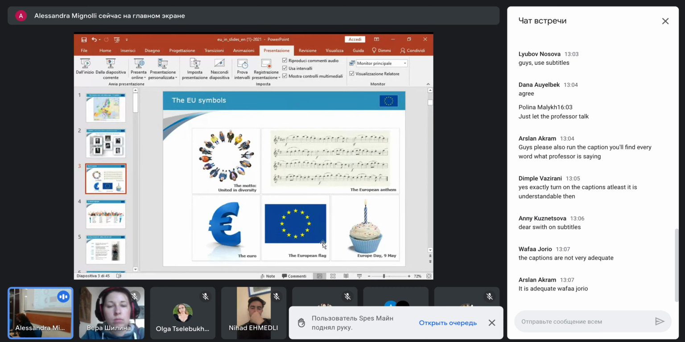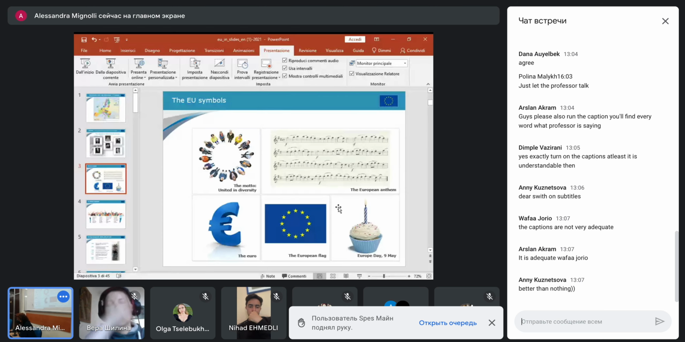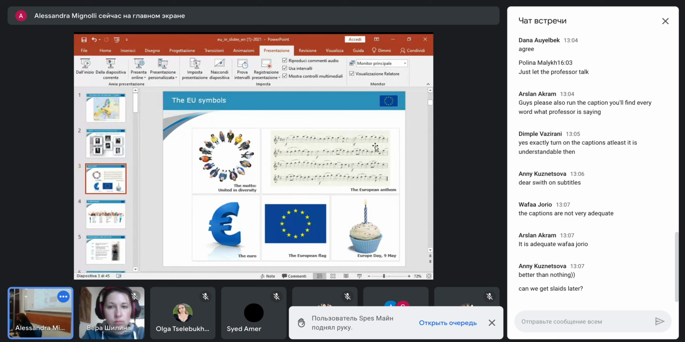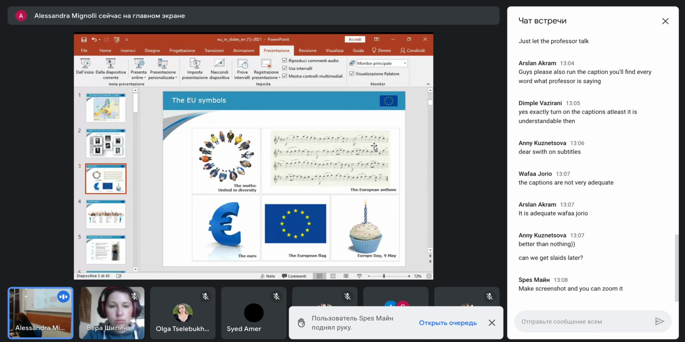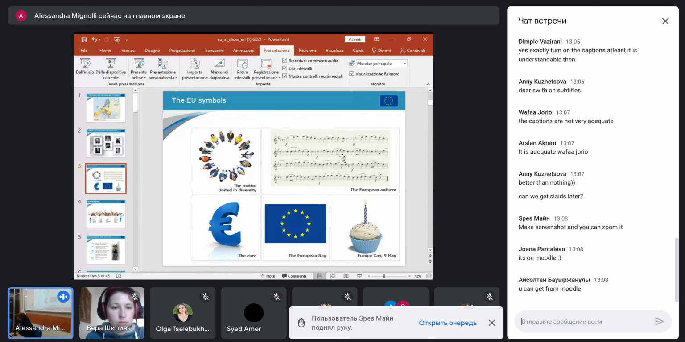Then here it shows you the symbols that are also important for the identity, for trying to establish a sense of belonging by Europeans towards the institutions. The European anthem, which is Beethoven's Ninth Symphony, called in English, I don't know. Then there is the European flag.